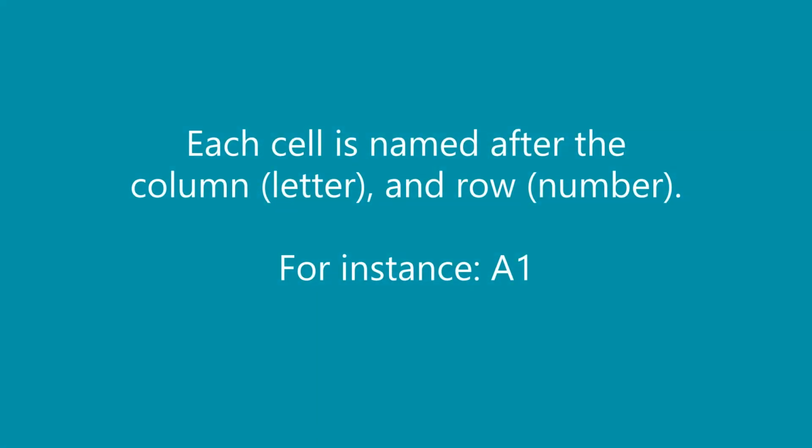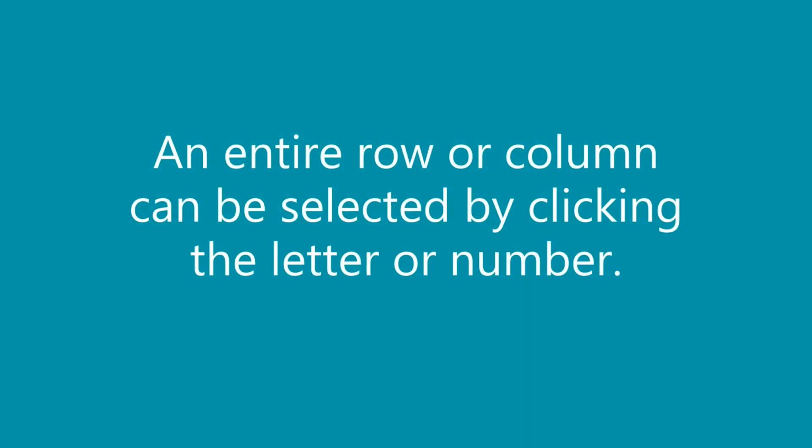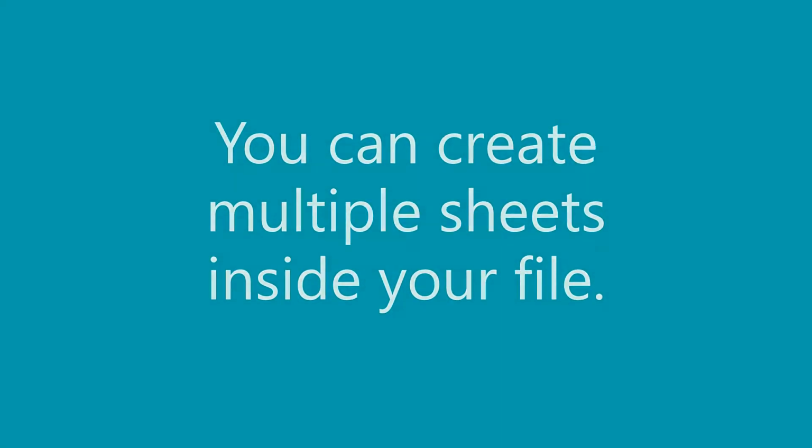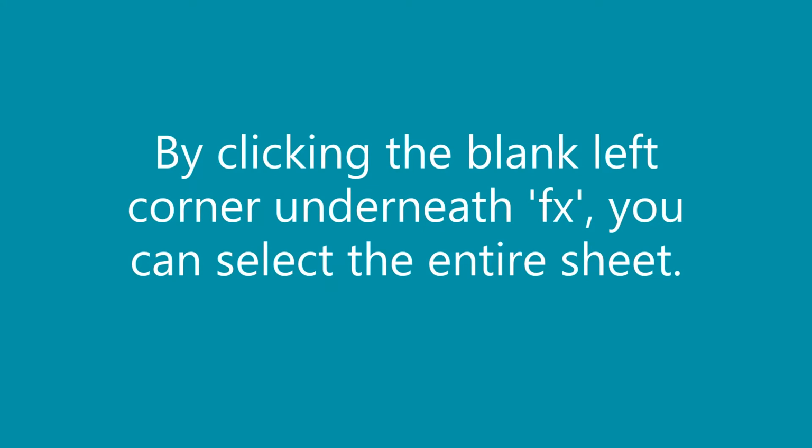To recap, each cell is named after the column letter and row number. For instance, A1. An entire row or column can be selected by clicking on the letter or number. You can create multiple sheets inside your file. By clicking the blank left corner underneath the FX, you can select the entire sheet.